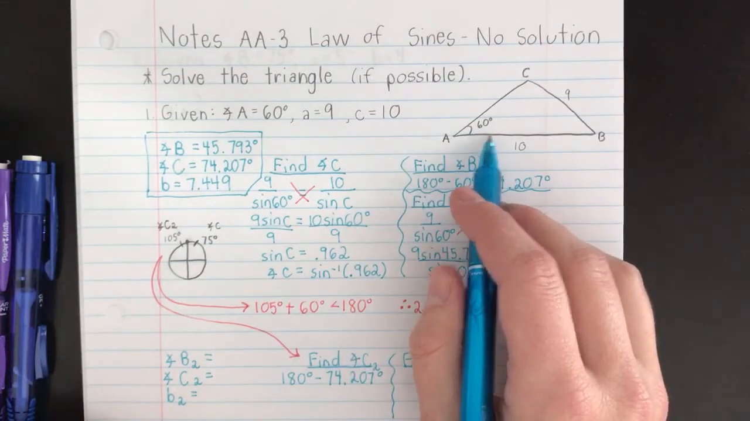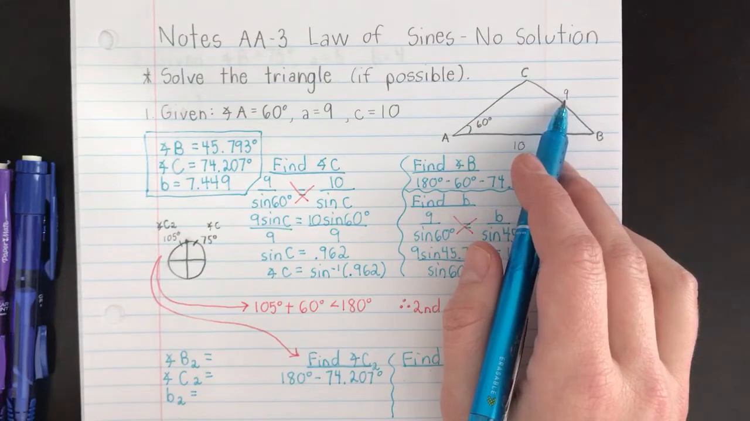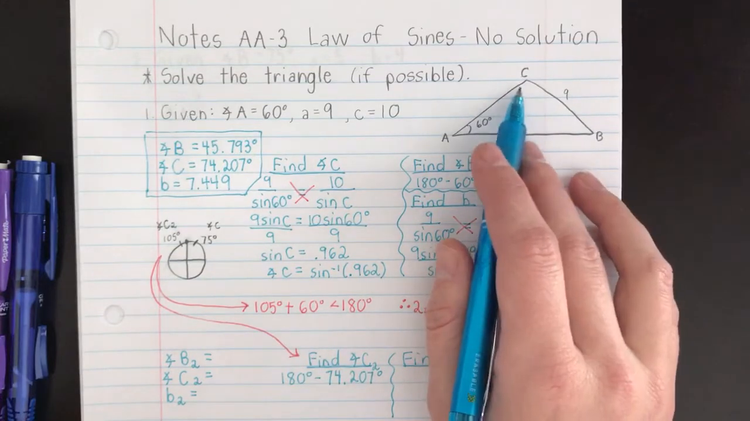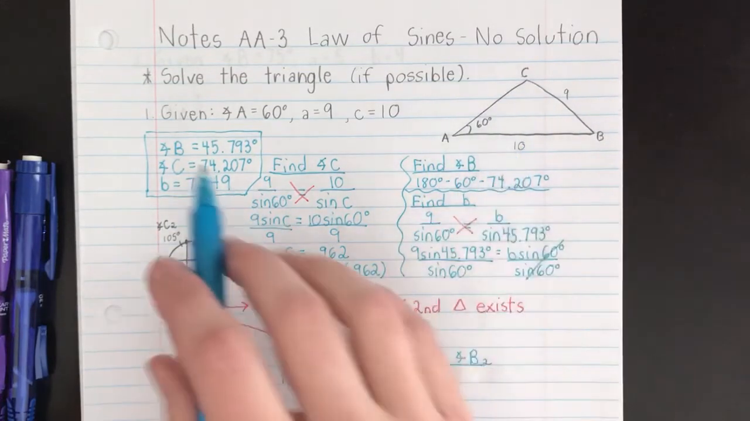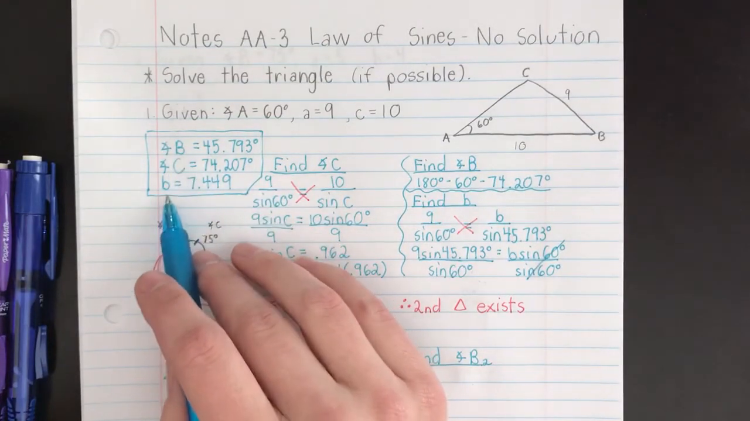I've drawn the triangle here. So angle A is 60 degrees. The side that opposes it, side A, is 9 units. That's a 9, not an A. And then the side that opposes angle C is 10 units. So then we needed to find angle B, angle C, and side B.